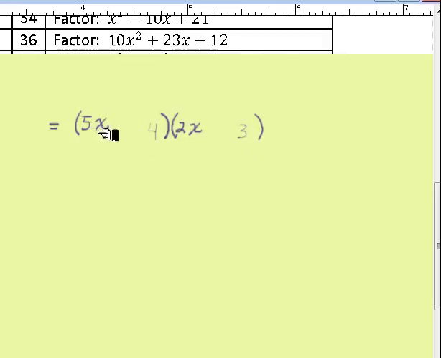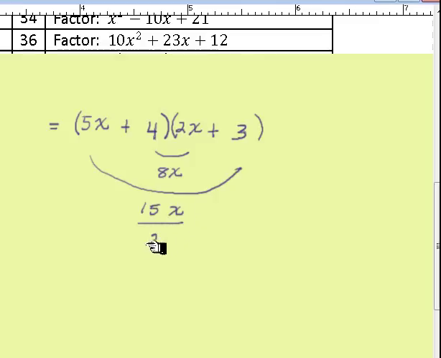All right, so here we'd have 15, and here we'd have 8. Okay, so that looks good. Let's just write that out. Notice we have plus plus because everything's positive. So here we have 8x and 15x, and that is 23x, so that's good. So this is the right factorization.